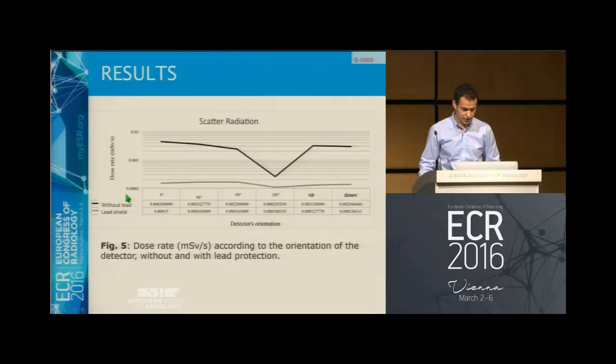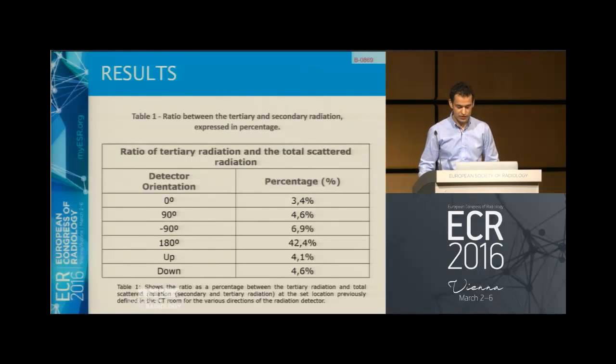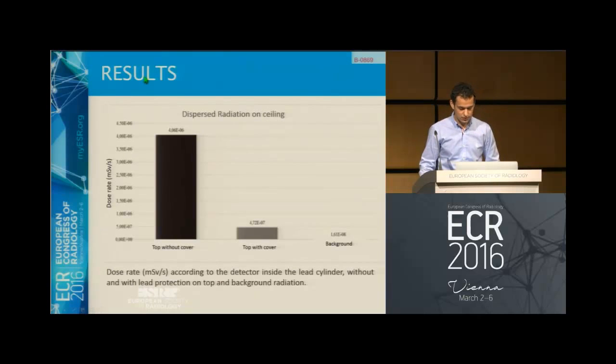These are the results for the scatter radiation. Of course, without lead, you can see a serious drop here in the radiation, and with the lead shield, much lower radiation. Here in percentage, as you can see, for 180 degrees, much more difference in the radiation. And with and without the top and the cylinder protection, you can see there's a lot of difference between the two, and this is quite considerable if we take into account several exams during a full year.